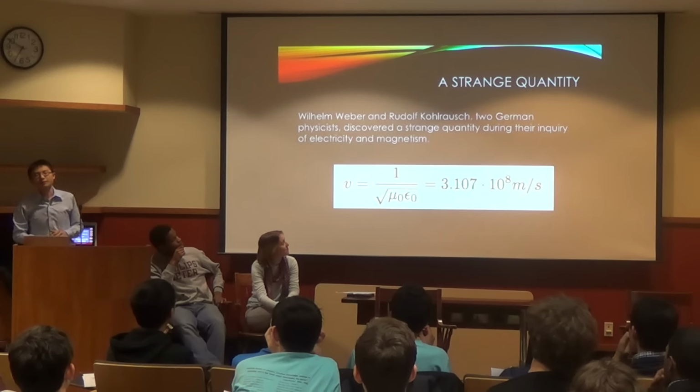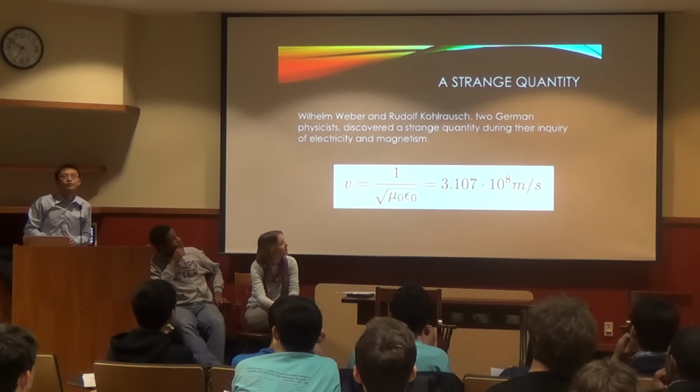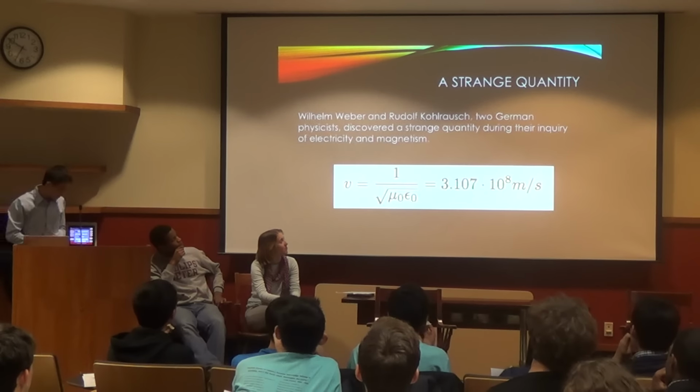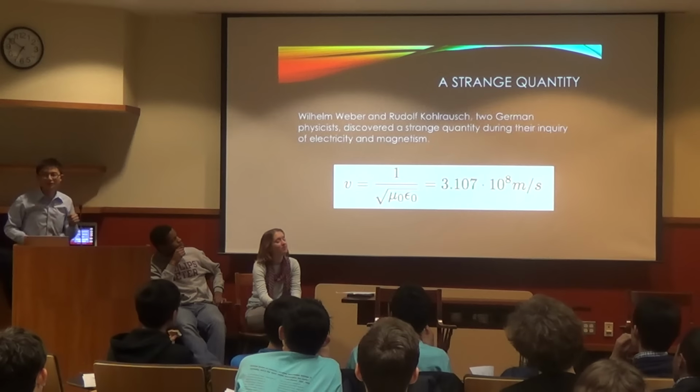But there's something strange that happened in the middle of the 19th century, in the 1850s, 1860s. Two German physicists, Weber and, I don't know how to pronounce that name, discovered a strange quantity during their inquiry of electricity and magnetism. You see that I denoted it by V. What does V usually mean in the physics class?